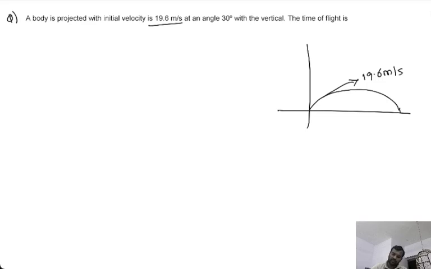Meter per second at an angle 30 degrees with the vertical. Find the time of flight. So the u value is given as 19.6 meter per second, and the theta value is 30 degrees.